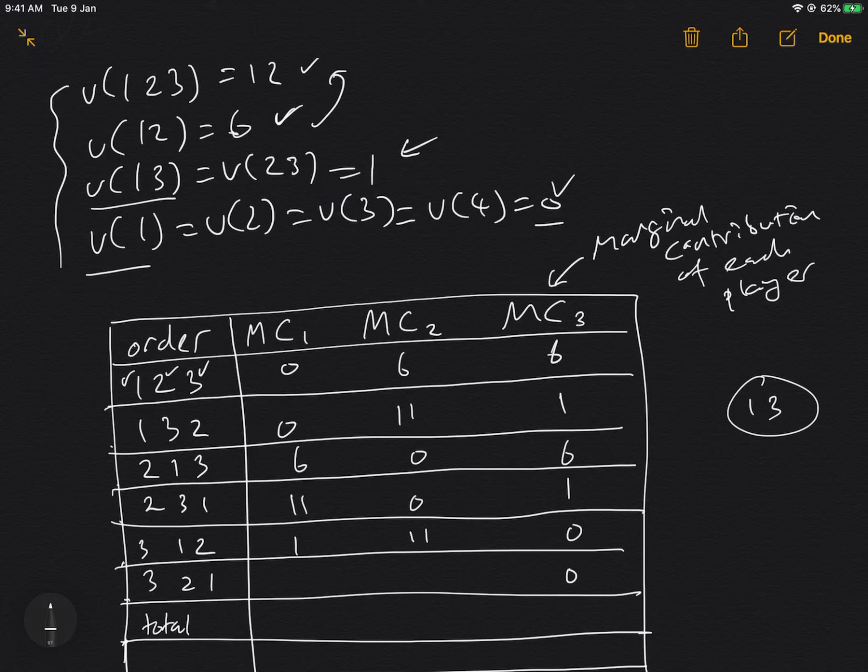Anyways, 0, 2, 3 and 2 is 1, and 1, 2, 3 is 11. Okay.